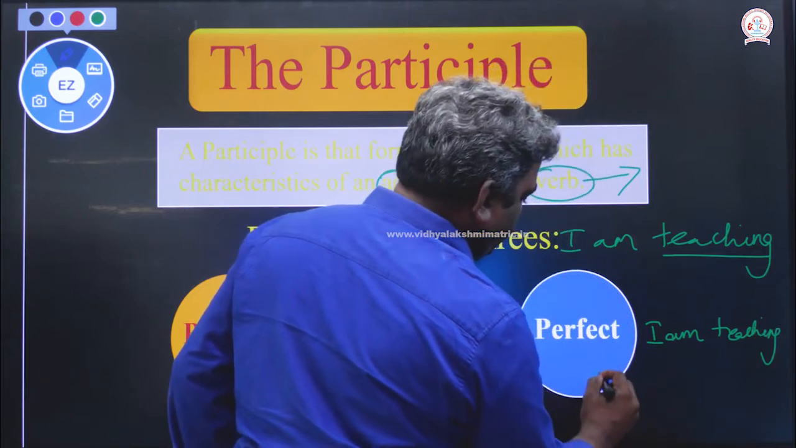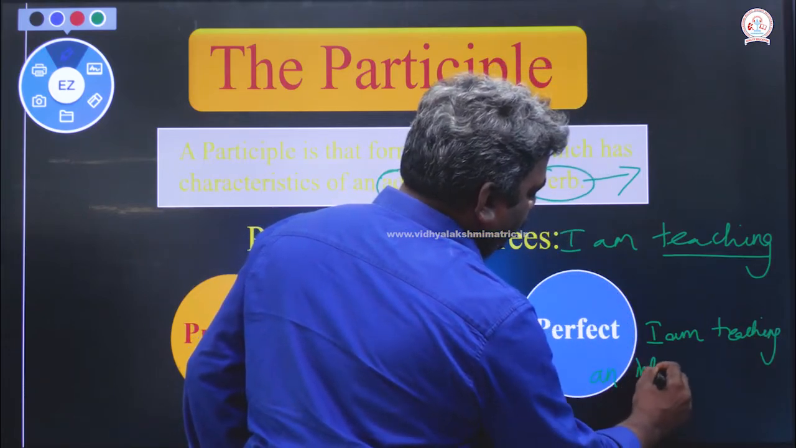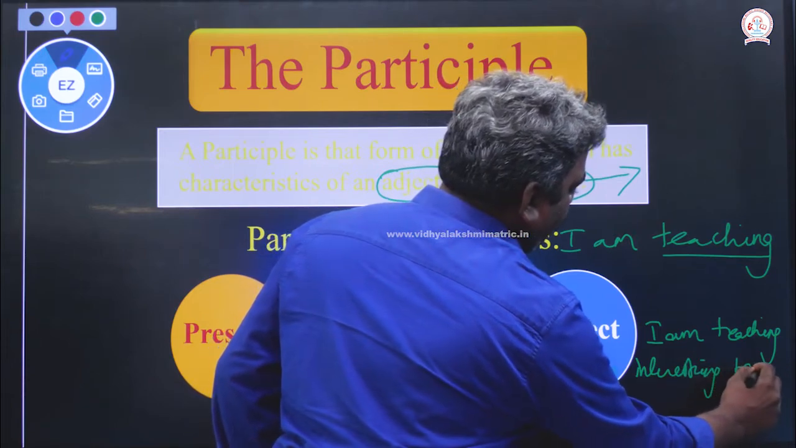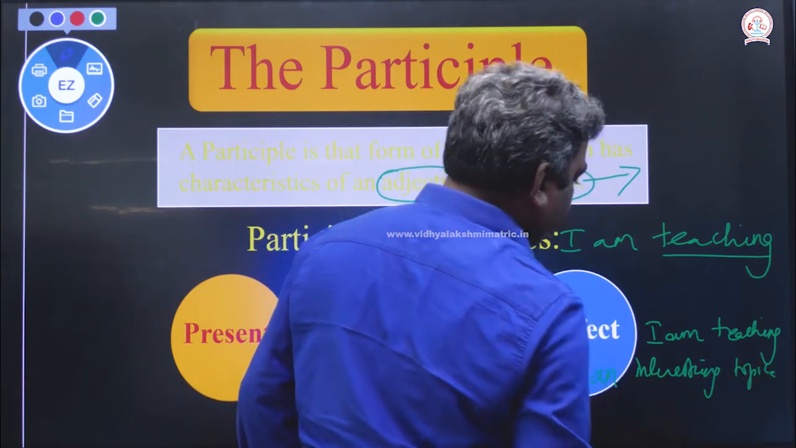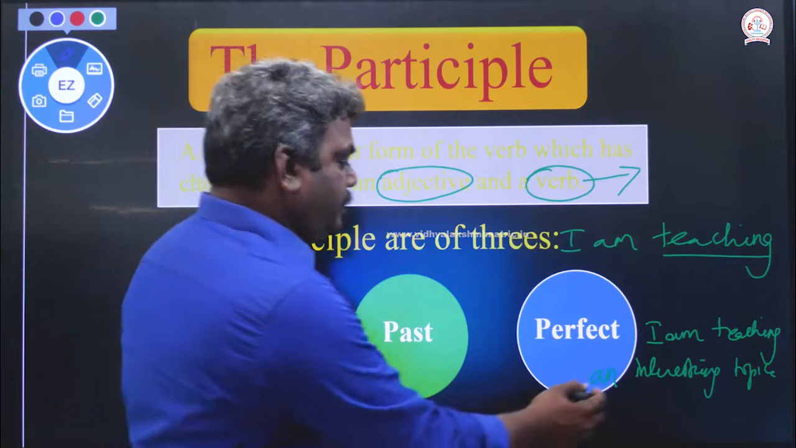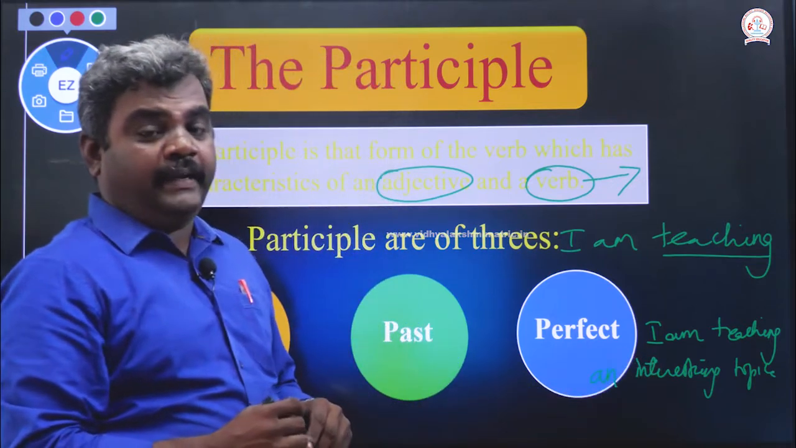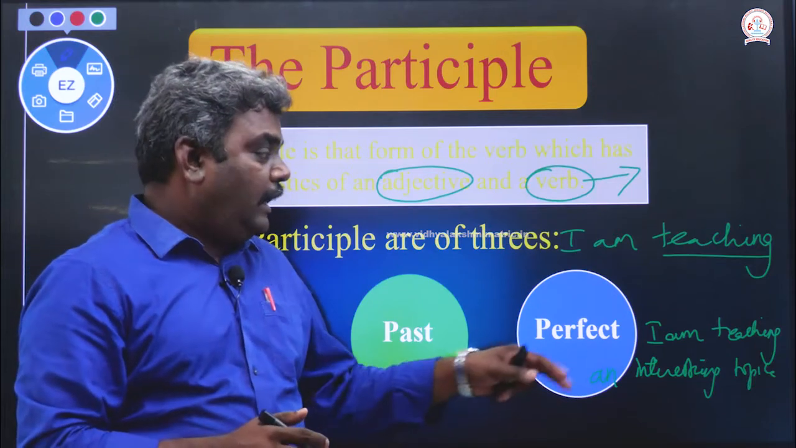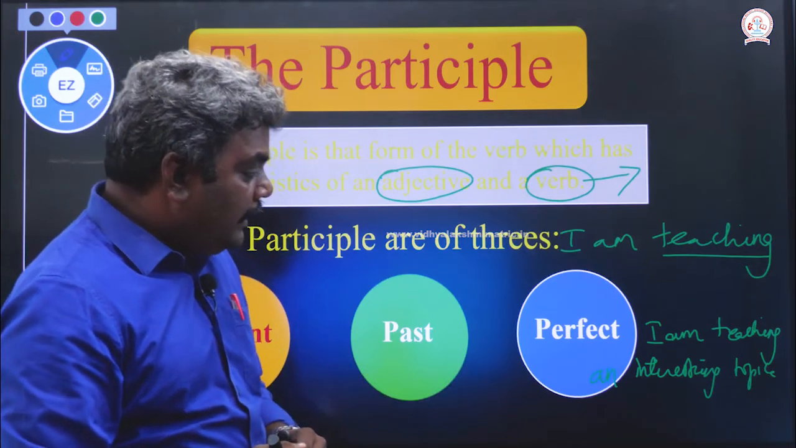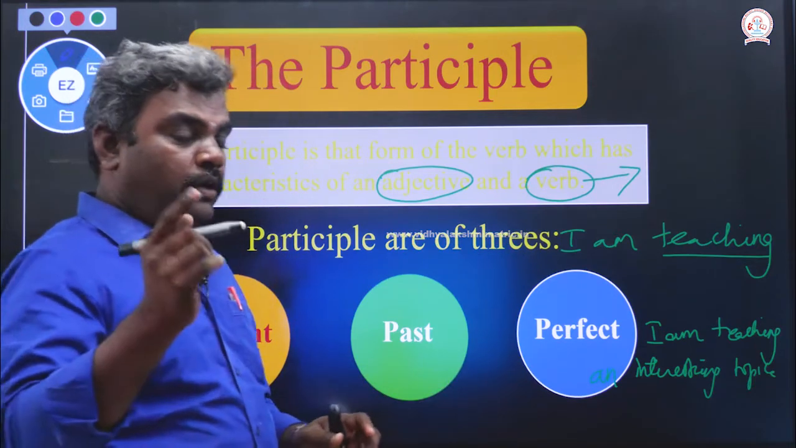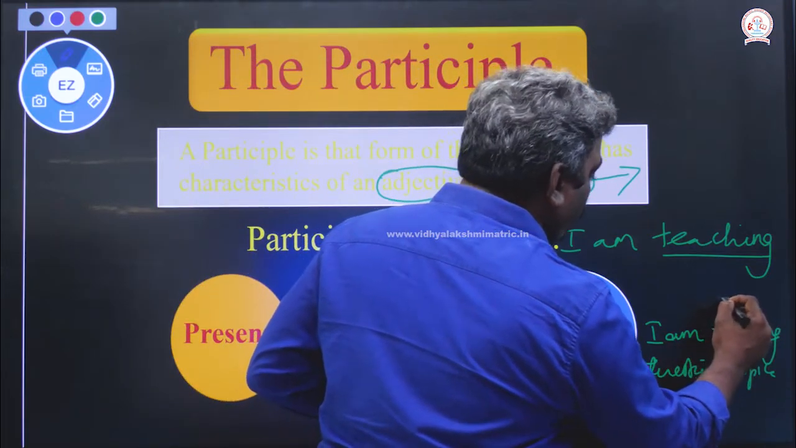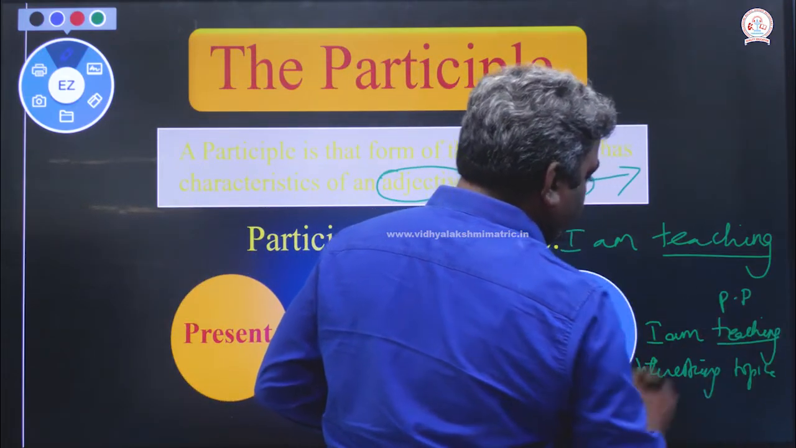I am teaching an interesting topic. Look at this. My handwriting is very, very poor. Okay, so please bear with it. I am teaching an interesting topic. Look at this. Here, this is a present participle.